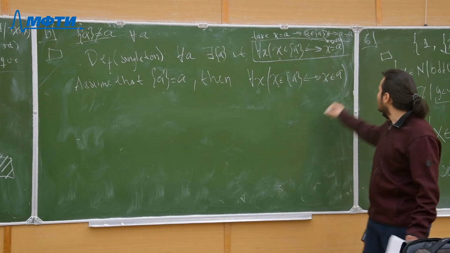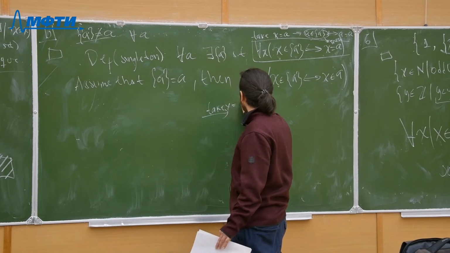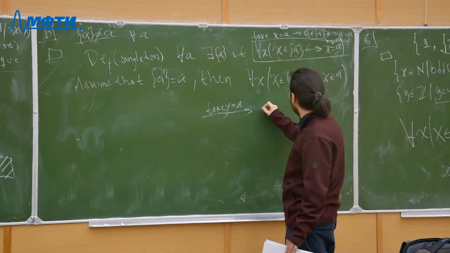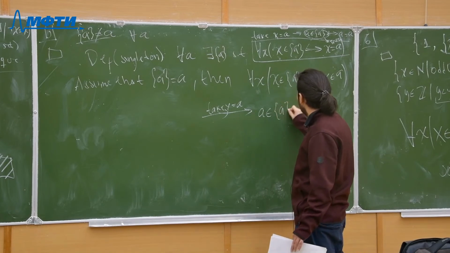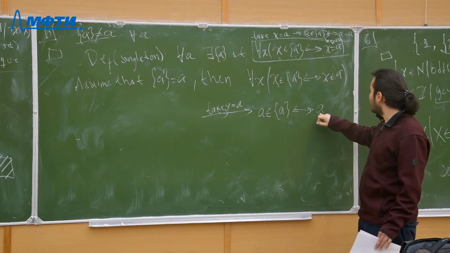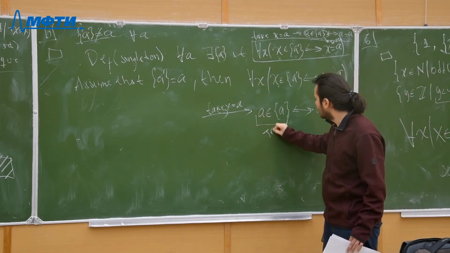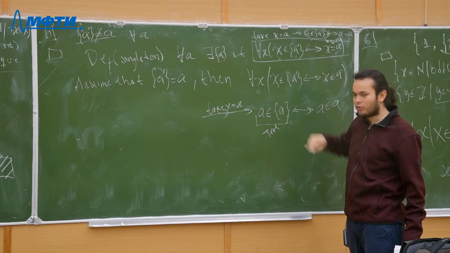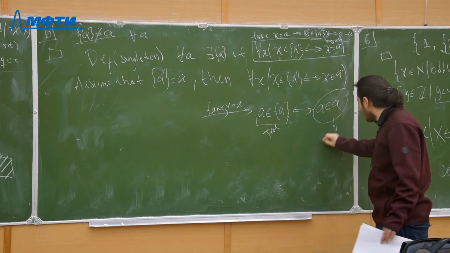Now, what if we take the same here? We have for all x. So take x equals A. What do we obtain here? We obtain that A belongs to the singleton of A if and only if A belongs to A. And we know that this is true from here. And we want this to be true. It means that this should be true.